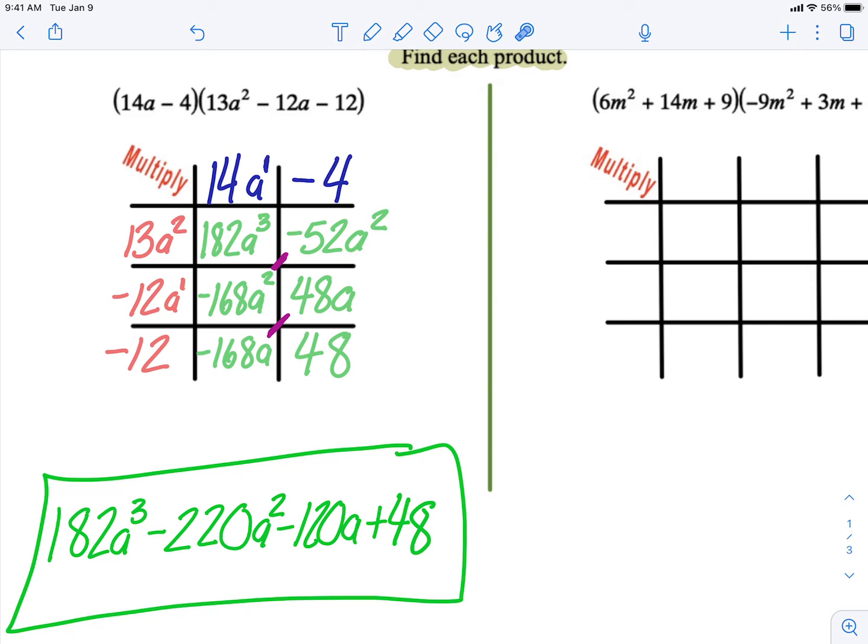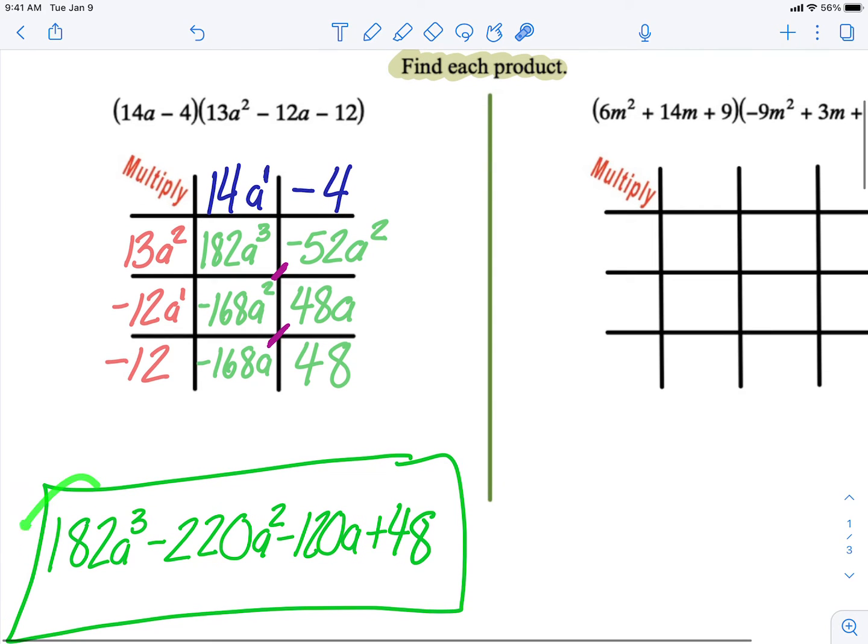So the key is do it slowly. Use your calculator, doing one step at a time. But what's cool about this is that they line up. The like terms line up. And then the two numbers in the corners are the ones that just go down at the end. One in the beginning, there's that one there. And then 48 goes at the end. Perfect. So that's a binomial times a trinomial.